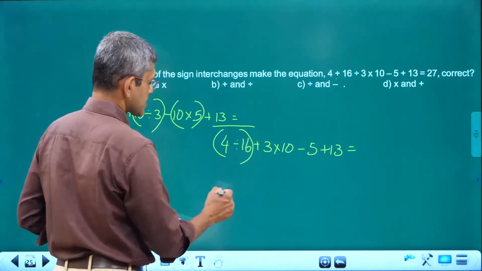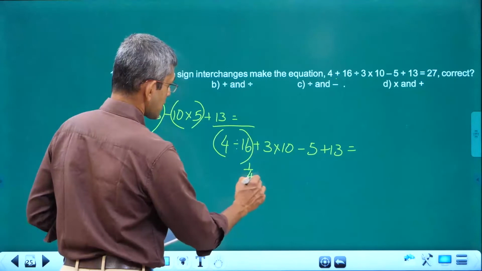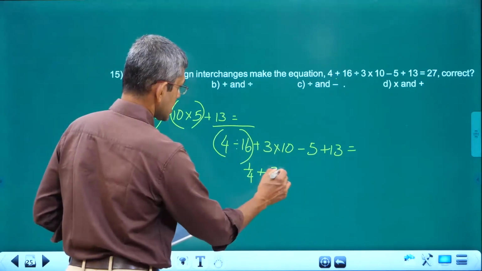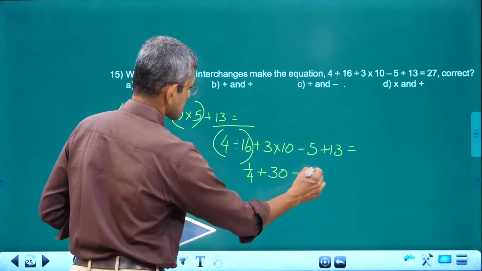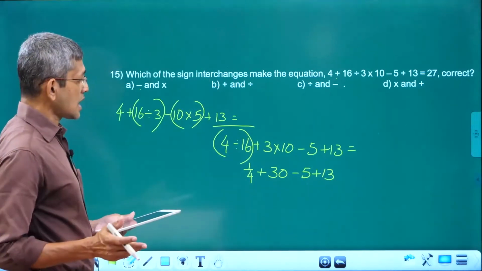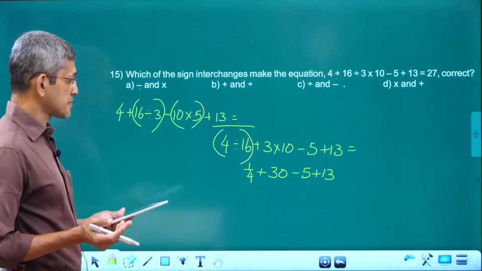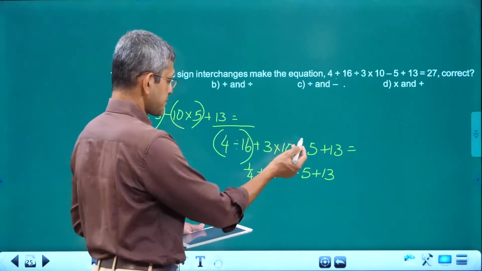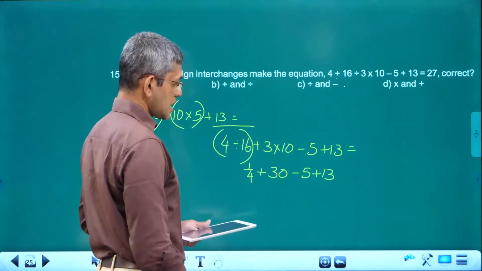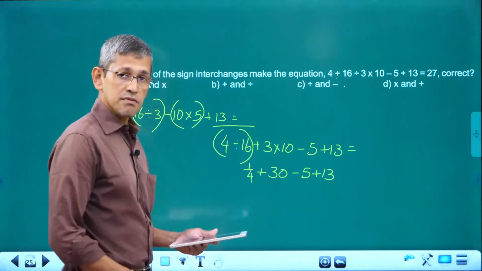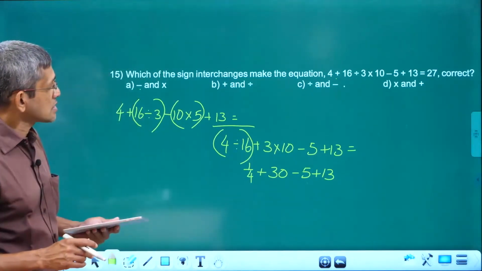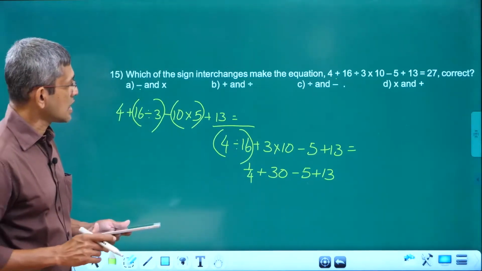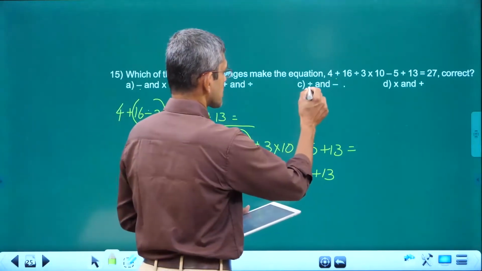4 by 16, we know that it's 1 by 4. 1 by 4, 3 into 10, 30. 30 minus 5 plus 13. Is it the answer going to be 27? Check it out. Is there any way? So if you take the LCM here, we are going to get an answer which is not equal to 27. Next one, we have third answer choice.